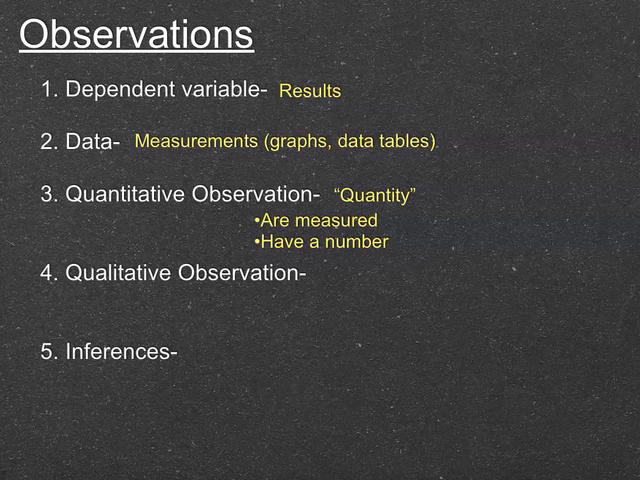Then what about qualitative? What word do you see there? Raymond? Quality. Yeah, quality. These are observations that don't have a number. They're not measured, they're just qualities. They're made with the senses.